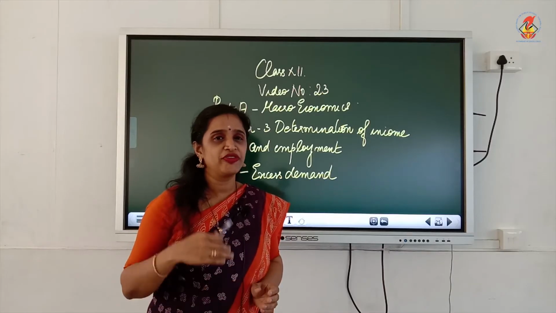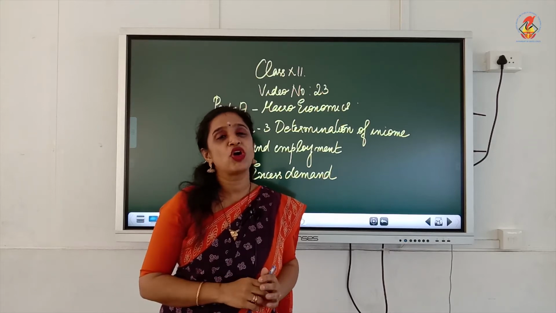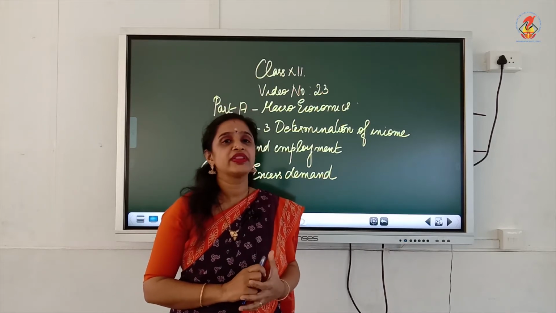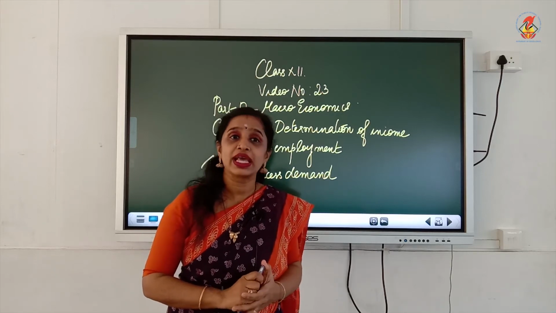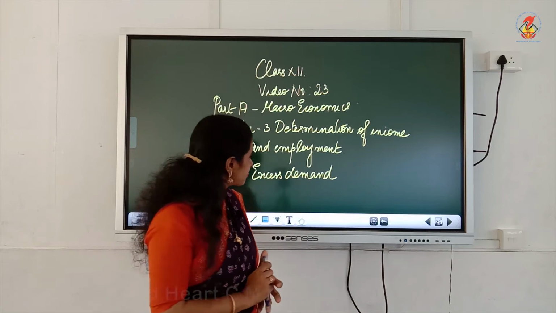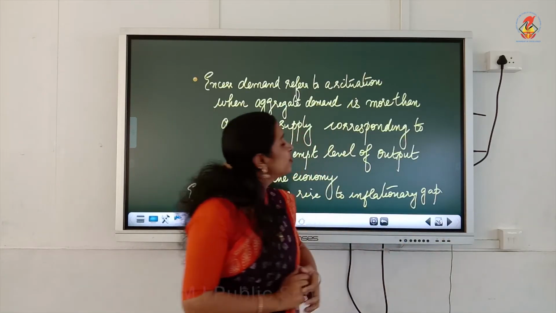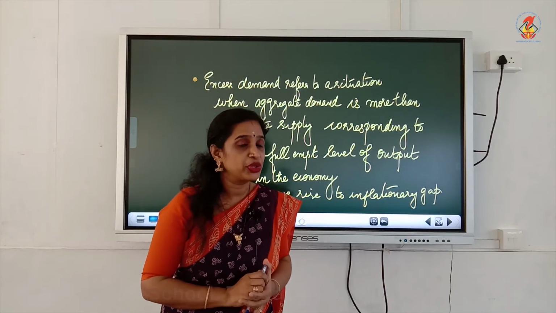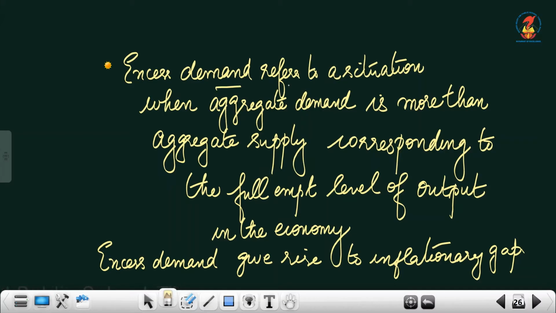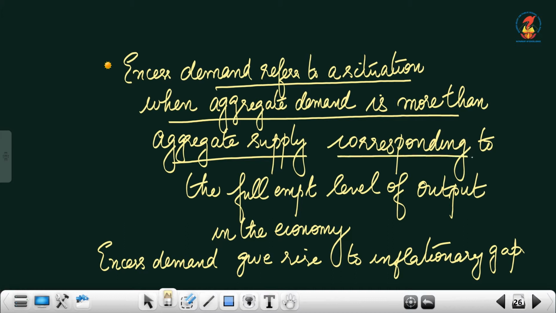Welcome back, children. We will move on to the next concept of Keynesian theory in the chapter Determination of Income and Employment, and the concept is excess demand. What is this excess demand? Let me read the definition for you. Excess demand refers to a situation when aggregate demand is more than aggregate supply corresponding to the full employment level of output in the economy.